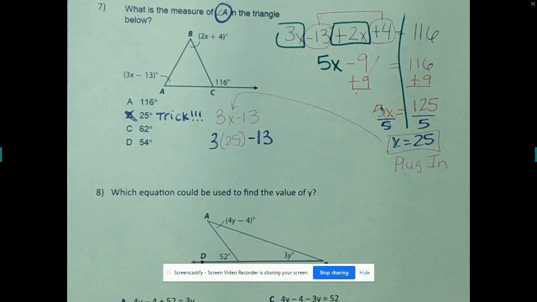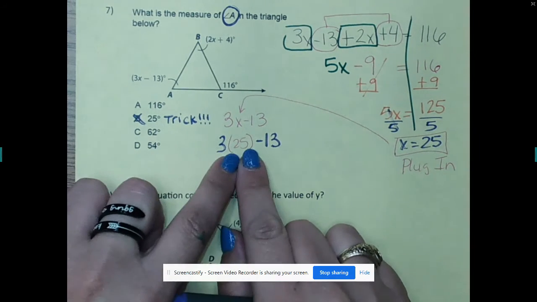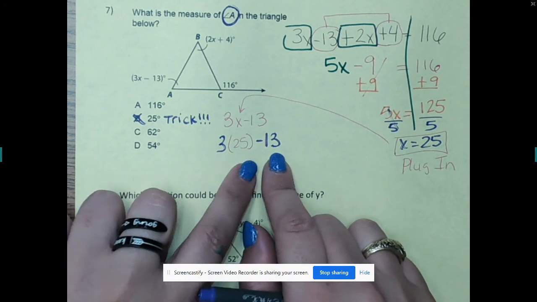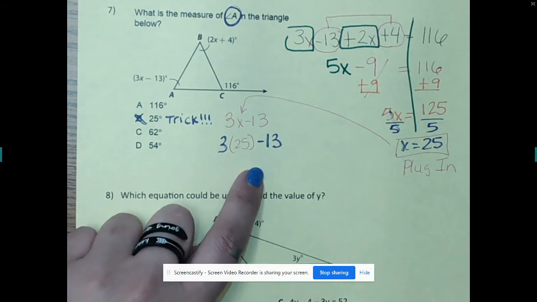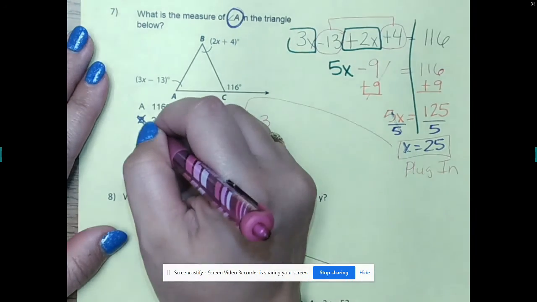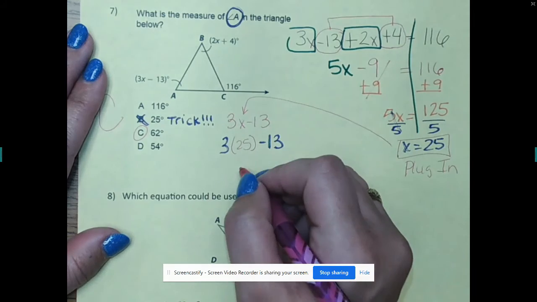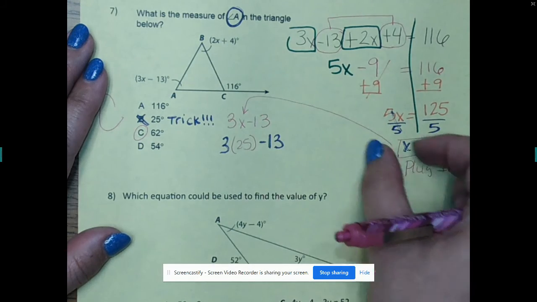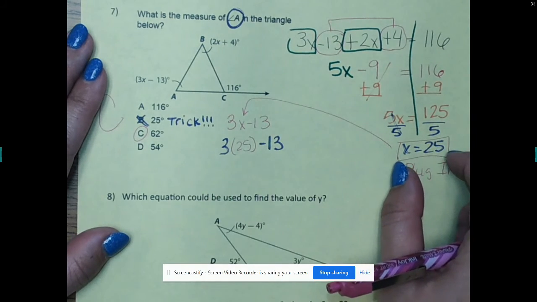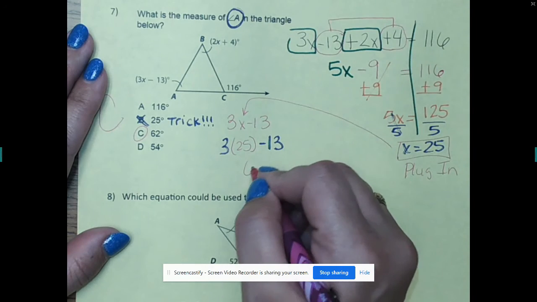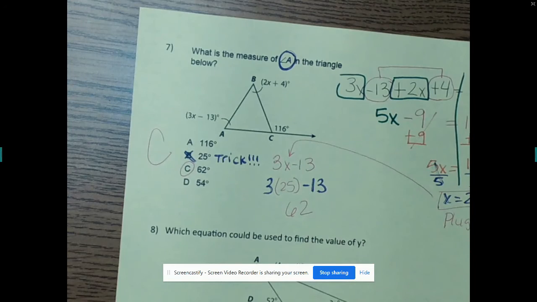What's confusing about it? Okay. You're lost on how to get x? So what's the answer? 3 times 25 minus 13, which is 62. Okay, we'll do some more practice on that. So, is it that you don't know how to plug it in, or you don't know how to get x? Okay, we'll do some more practice. All right, we have 2 more.